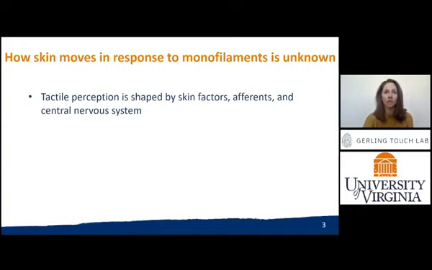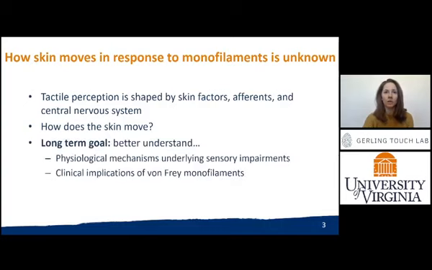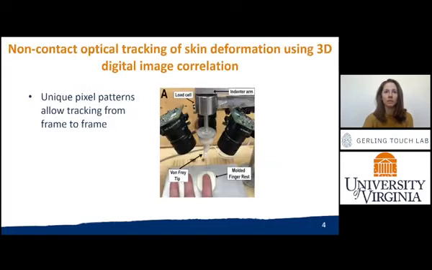Our perceptions of tactile acuity are shaped by some combination of factors involving the skin, afferents, and various elements of the central nervous system. In an effort to better understand how our sense of touch is encoded, we might first ask, how does the skin move? In this work, we aim to measure the skin states associated with low-force Frey monofilaments in hopes of aiding clinicians in better understanding the neurological origins of particular sensory impairments.